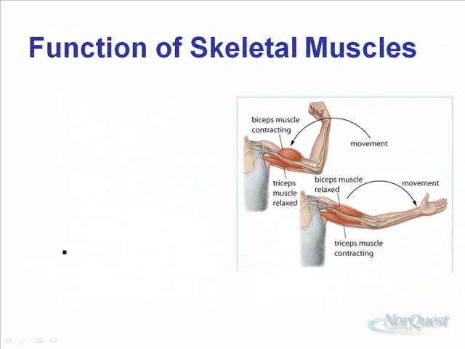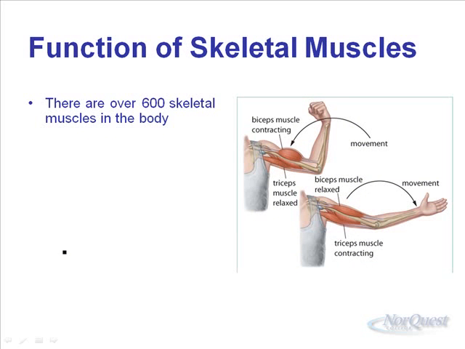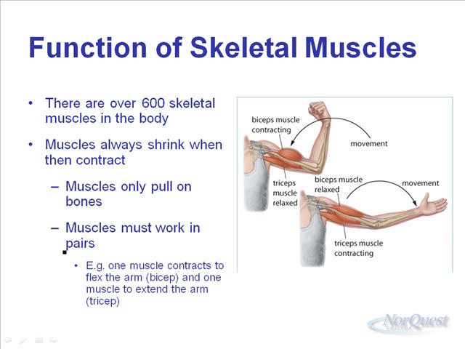So how does skeletal muscle work? There are 600 skeletal muscles in the body. We don't have to memorize any names. It doesn't hurt to know where the bicep and tricep are, but most of us would anyway. Other than that, in terms of muscle names, we're not going to worry about it. The neat thing about muscles is they always shrink when they contract. So muscles only pull on bones, they don't ever push.